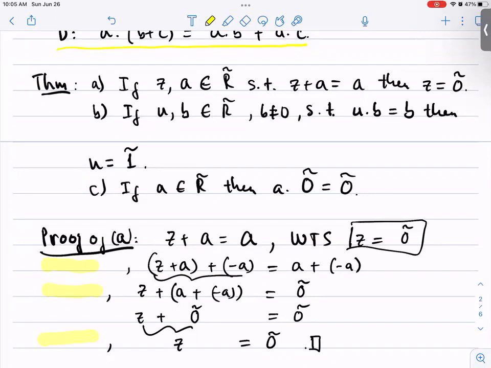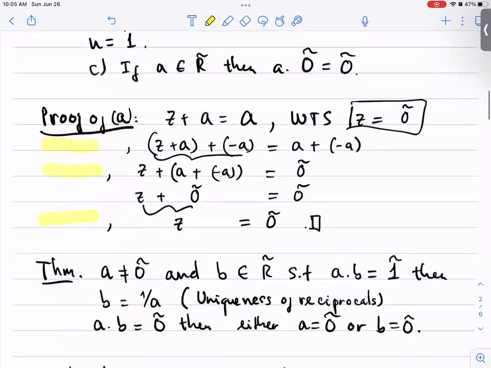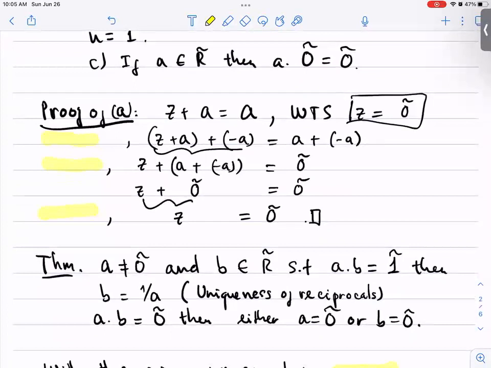And the third statement here says that if A here is a real number then A multiplies with 0 is equal to 0 element. Now I'm gonna give you the proof of A just to illustrate how we use the algebraic properties described earlier to prove this statement.